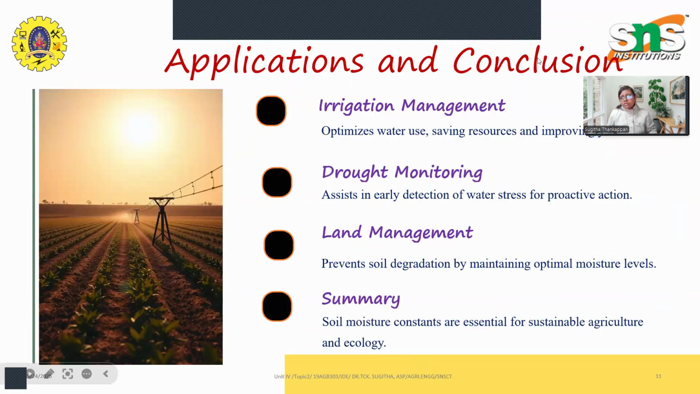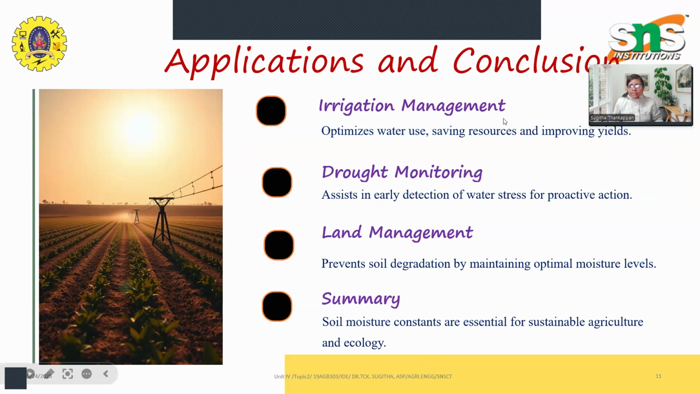So what are the applications of these soil moisture constants? As I said, it is important for irrigation management, especially precision or site-specific irrigation management. You can optimize the water use, enhance the water use efficiency and enhance the yield. Drought monitoring is also very important because of the unprecedented effect of climate change, and we are going to experience more drought episodes in the future. So if you have a very good model system, it will help in early detection of water stress or water deficit, so you can take some proactive action.